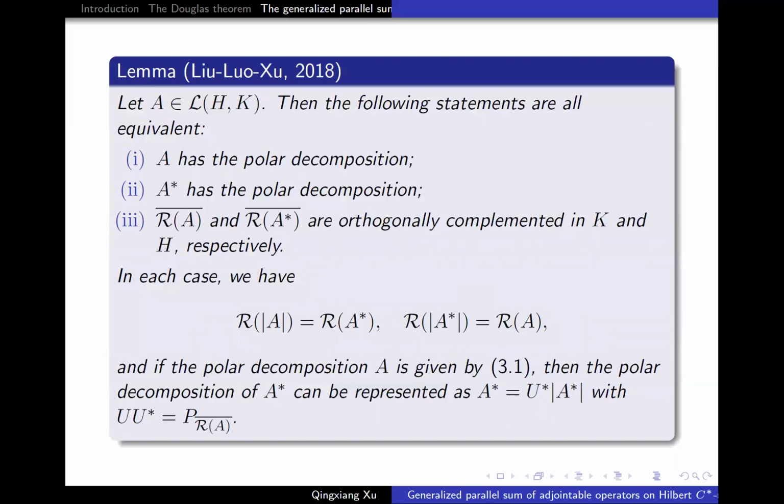Now we have this property, this lemma. In our joint work, we have this lemma. This lemma gives the necessary and sufficient conditions for the existence of the polar decomposition. Suppose A has polar decomposition, then we have two equations of the ranges, and if a polar decomposition of A is given by this, we can show that A star has the polar decomposition, which is represented in this way.